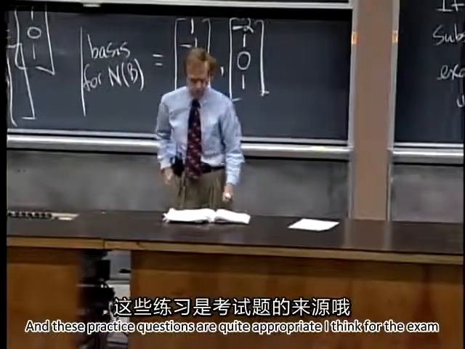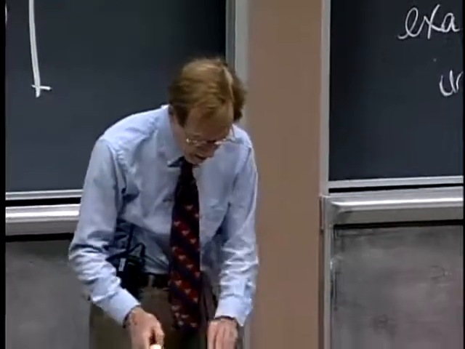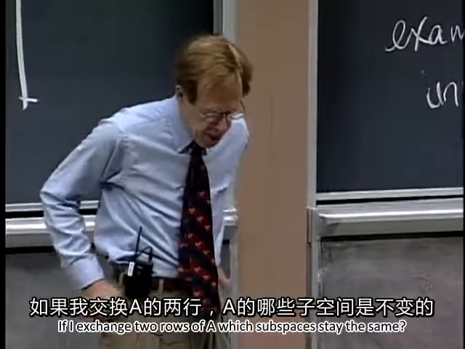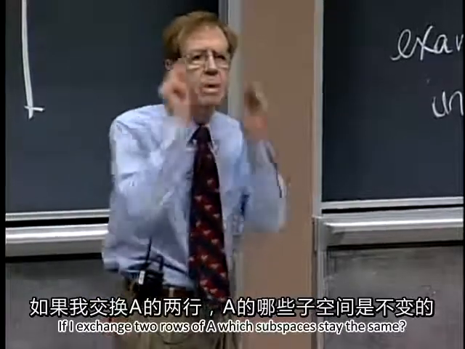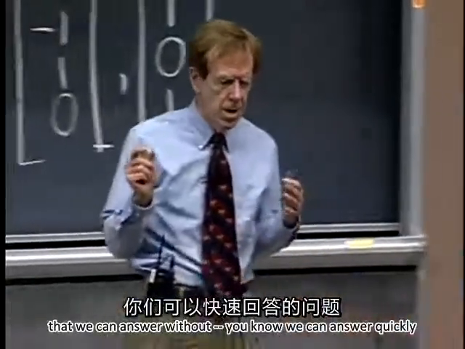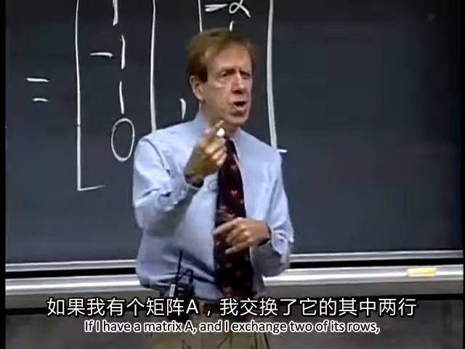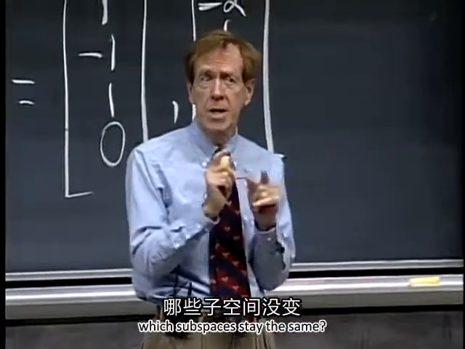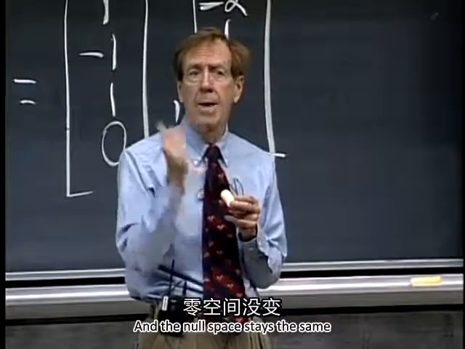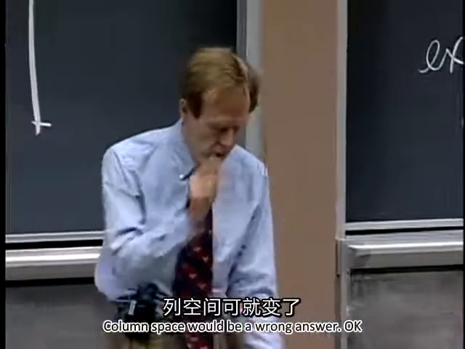And these practice questions are quite appropriate, I think, for the exam. Okay. Let's see. If I exchange 2 rows of A, which subspaces stay the same? So I'm trying to pick out questions that we can answer quickly. If I have a matrix A and I exchange 2 of its rows, which subspaces stay the same? The row space does stay the same, and the null space stays the same. Good. Correct. Column space would be a wrong answer.